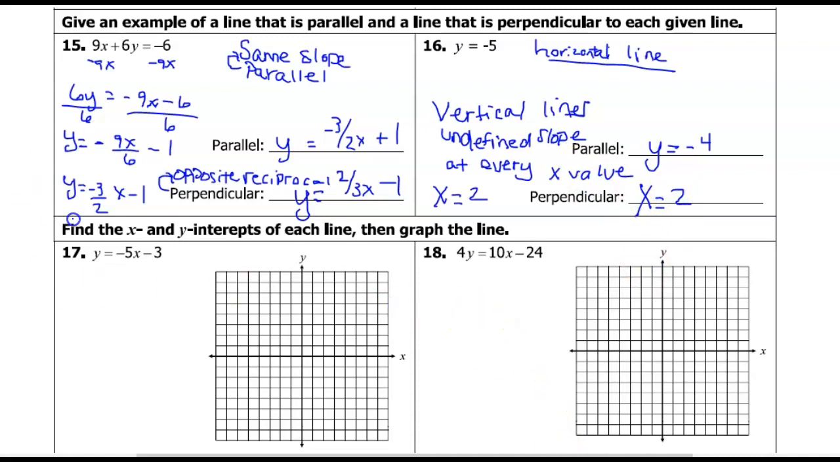All right, let's go to the next one where it says find the x and y intercepts of each line and graph the line. The only way to do that, guys, is if your equation is in standard form. That's the only way.